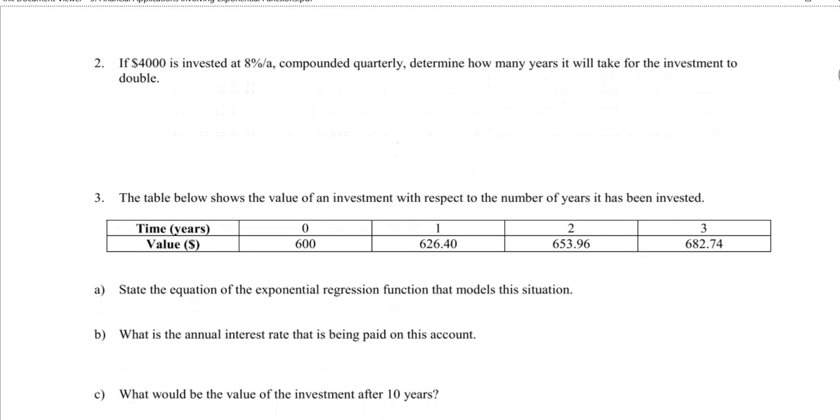If $4,000 is invested at 8% per annum, so 8% per year, but it's compounded quarterly, determine, what does determine mean? Show your work. Determine how many years it will take for the investment to double. Okay, if the investment's going to double, how much money are we going to end up with? $8,000, right?